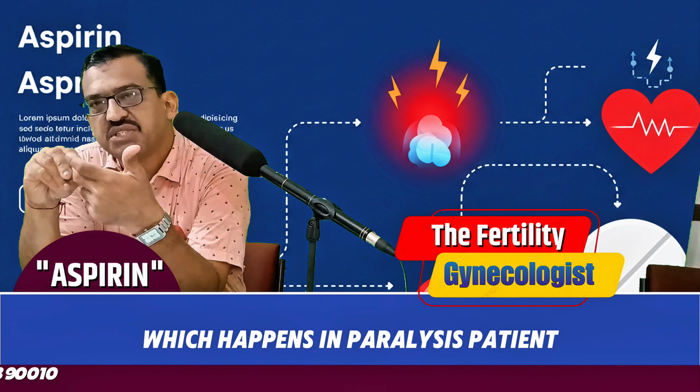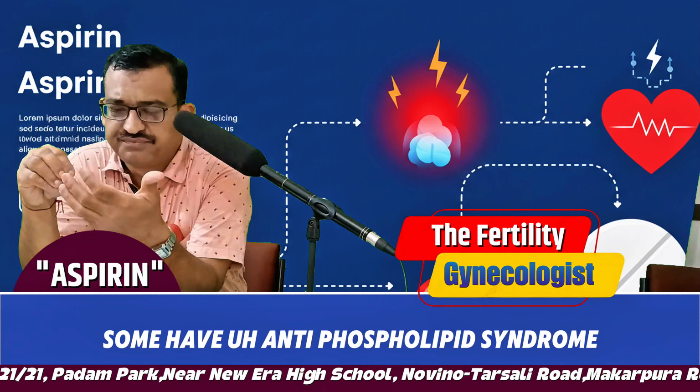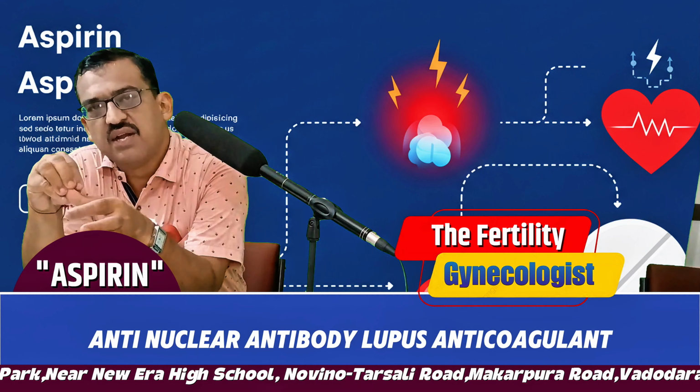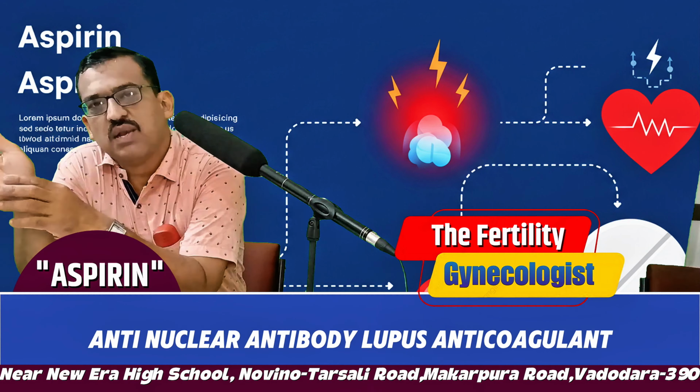In a few females, there are autoimmune disorders. Like some females have thyroid disease, some have premature ovarian failure, some have antiphospholipid syndrome, anticardiolipin syndrome, anti-nuclear antibody, lupus anticoagulant, or anti-thyroid antibodies positive. In those females, there is a generalized increase in the coagulability of the blood.